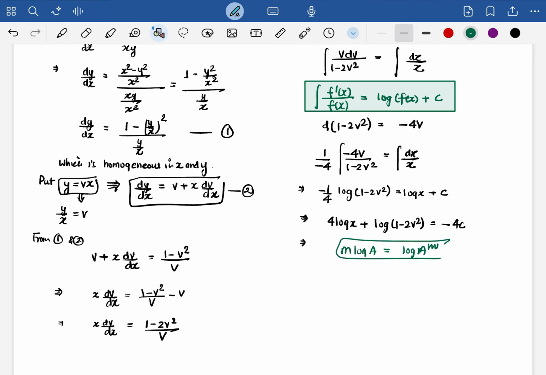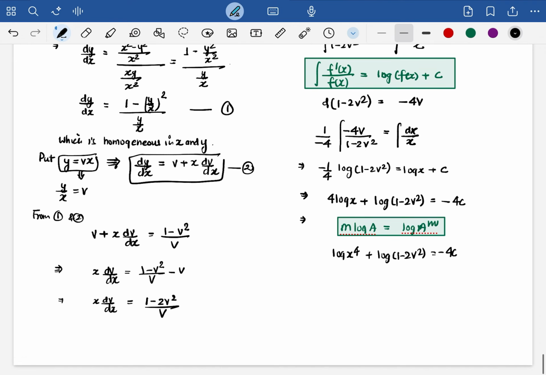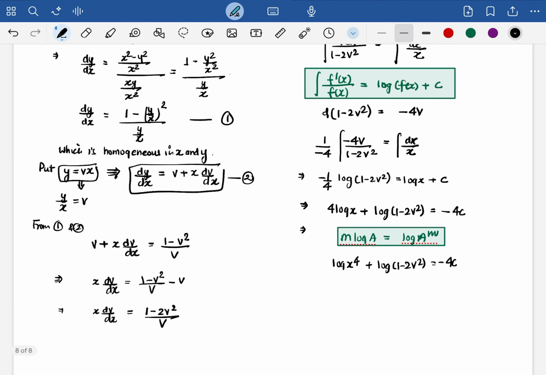Okay, so in the same way, for log x, can we say log of x to the power 4 can be written, and log of 1 minus 2v square is equal to minus 4c. Again, using the property, if you recall, log a plus log b is equal to log of ab. So two logs are there.